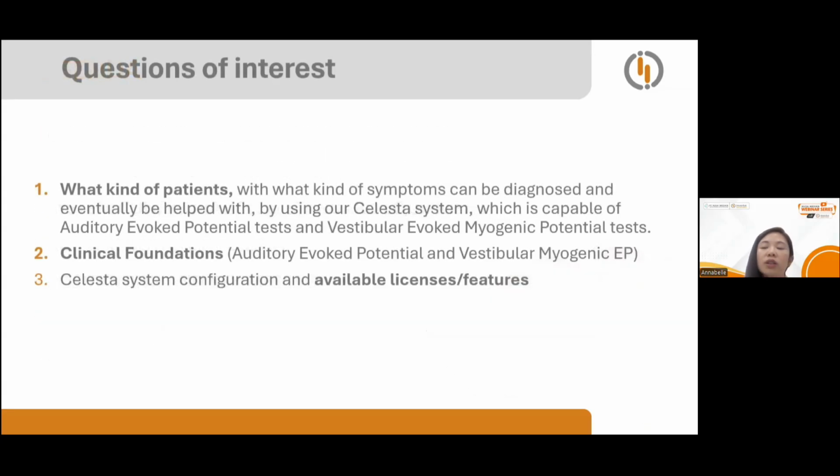Okay, so questions of interest. I talked to Mr. Lears and other stakeholders of today's webinar. For the Celesta system, what kind of patients are you helping eventually? Because there are a lot of different auditory evoked potential tests and vestibular evoked myogenic potential tests. So, what kind of patients are we helping?